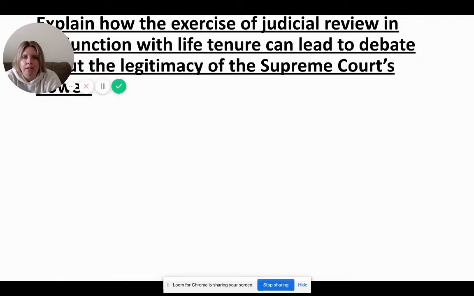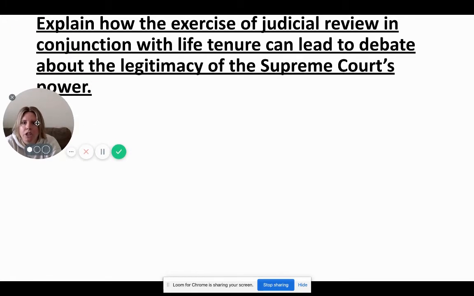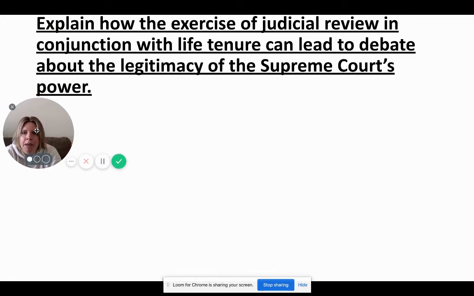Explain how the exercise of judicial review in conjunction with life tenure can lead to debate about the legitimacy of the Supreme Court's power. So when they use judicial review, sometimes that upsets people because people are like, who are these judges who are passing this law? And they're not passing a law, but what they're doing has the effect of law. Their ruling does affect everybody in their daily lives.